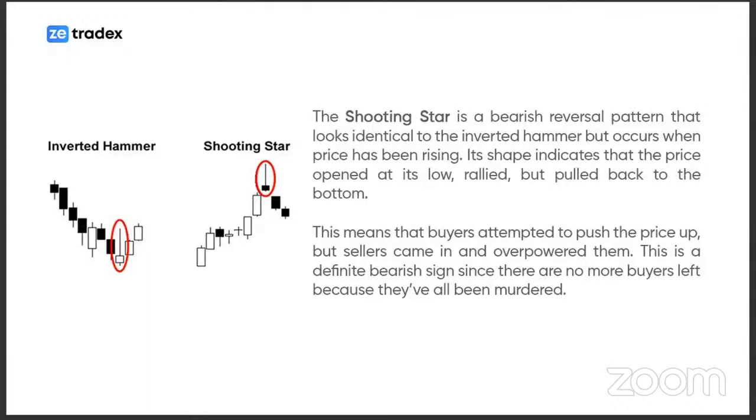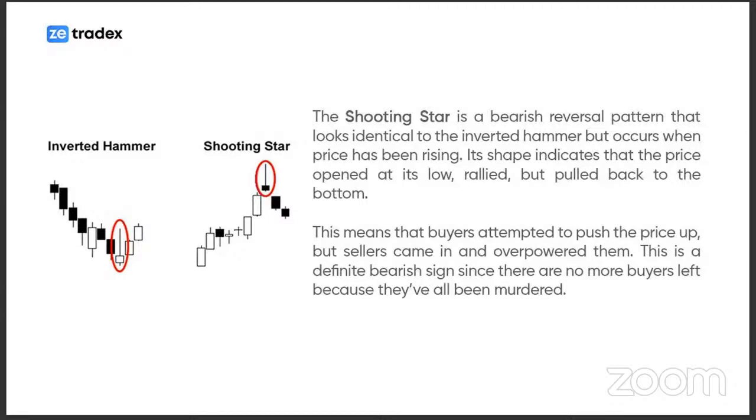The shooting star is almost the same thing. Now, the shooting star is more like a bearish reversal pattern. It looks quite identical to the inverted hammer. It means that a series of buy candles have been occurring. It has been on an uptrend, and then the market got to a top peak. At that point, the price opened at its low, rallied a bit, went high up, but then at some point, people started closing out profits. Buyers attempted to push the price up, but then sellers came in and overpowered them.